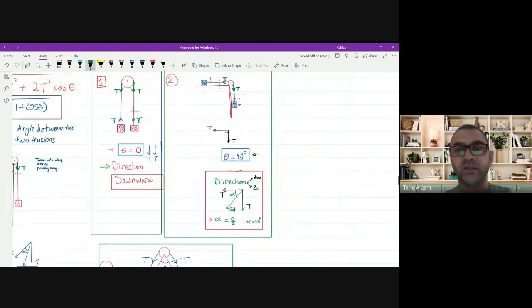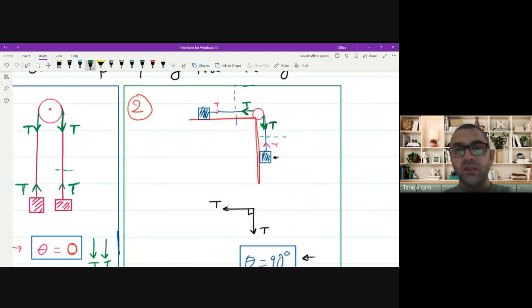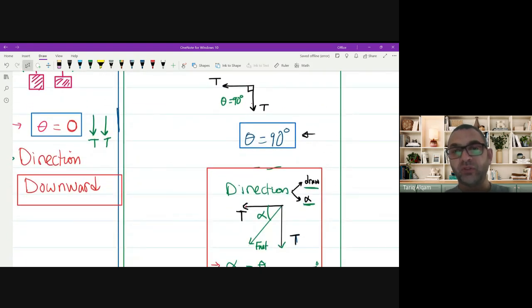The second case: as we mentioned before, this is the tension, and this is the tension. The angle between these two tensions is 90, so theta here is 90. I have to substitute 90 in the formula for the force on the pulley: the value of the tension that you found before, times root 2, times 1 plus cosine 90. So this would be root 2 times T.